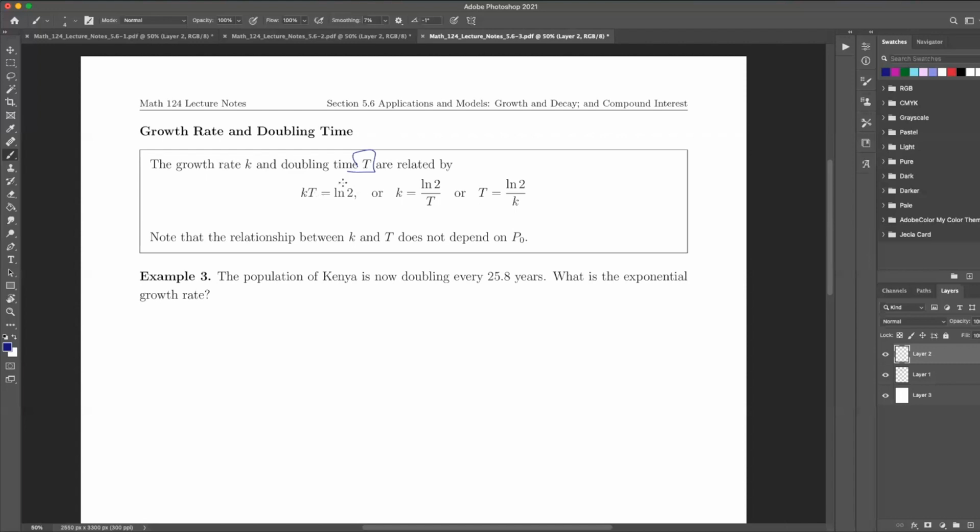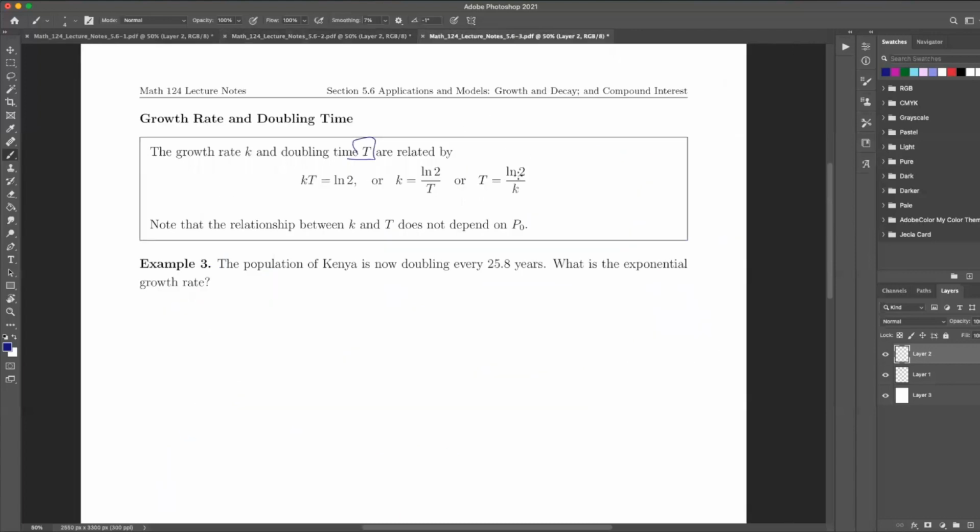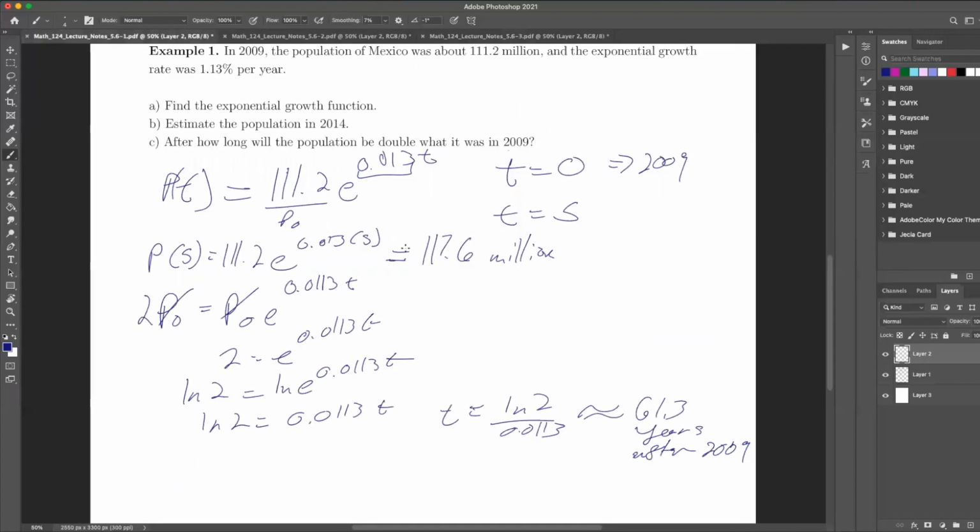So K times T equals ln of 2, or K, your growth rate, is ln of 2 divided by your doubling time. So if you know the doubling time, you can figure out your growth rate. Or if you knew your rate, you can figure out how long it takes to double. So like here, we wanted to find time to double. So we took ln of 2 over K, and that was our doubling time. Same thing here. And so we found our doubling time.